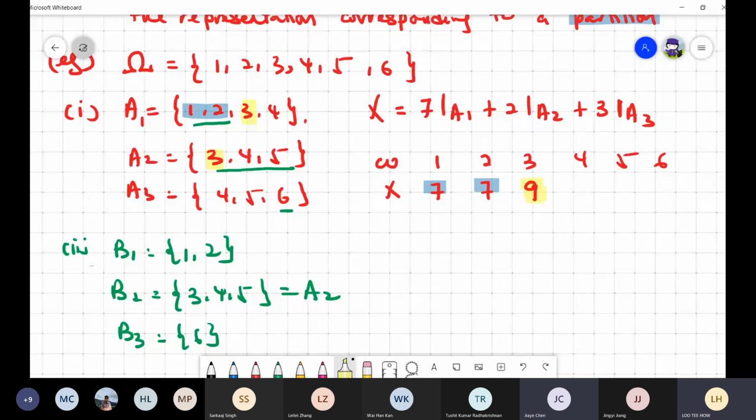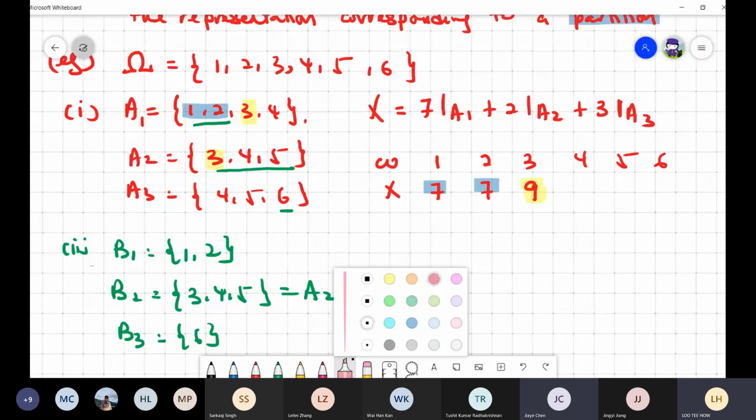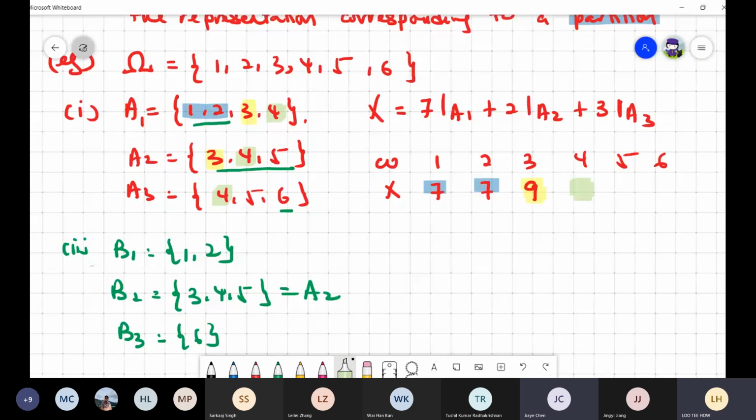Okay, and next for omega equals to 4, it goes through this value 4, 4, 4 here. Okay, so that means you have to sum them up: 7 plus 2 plus 3. So that's why the value will be 12. Okay, likewise, 5 will be 2 plus this will be 5, and this will be 6 will be 3. Get it? Okay, so this is how we can compute the value for our x.